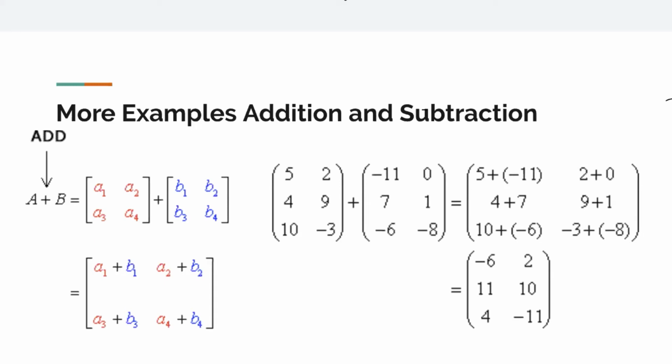So then when you add them up, you do it element-wise. So 5 minus 11, 2 plus 0, 4 plus 7, 9 plus 1, 10 minus 6, -3 minus 8, right? And then you get the solution.